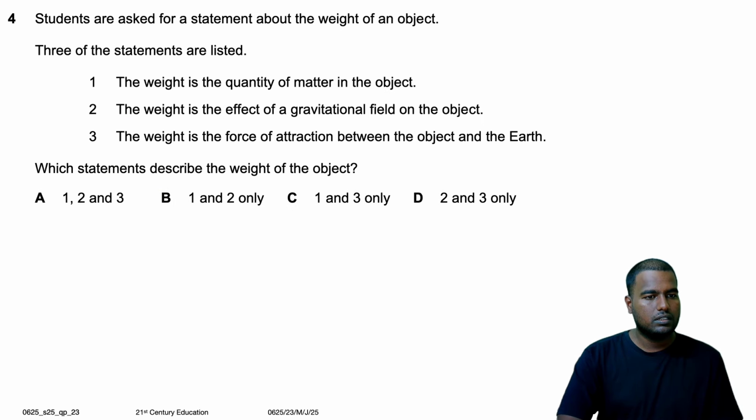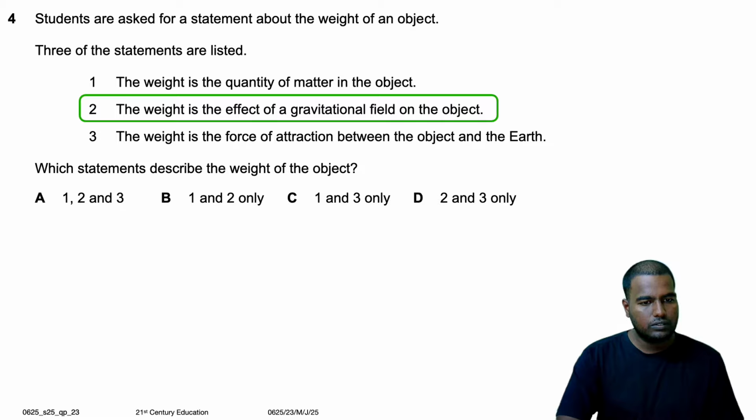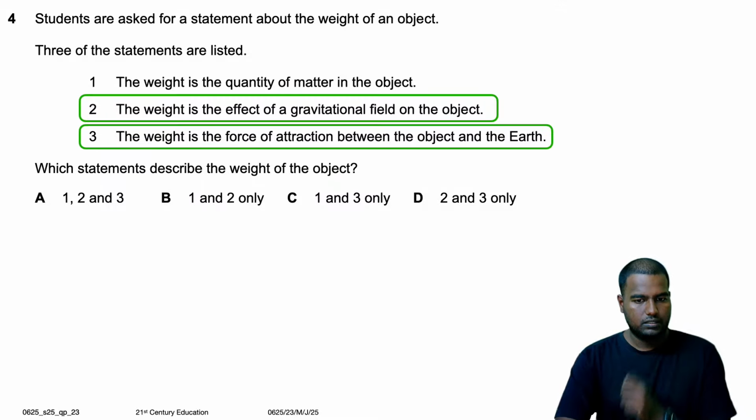Students are asked for a statement about the weight of an object. 3 of the statements are listed. 1. The weight is the quantity of matter in the object. It's wrong. Mass is the quantity of matter in the object. 2. The weight is the effect of gravitational field on the object. Yes, this is right. 3. The weight is the force of attraction between the object and the earth. Yes, it is right. So 2 and 3 only.